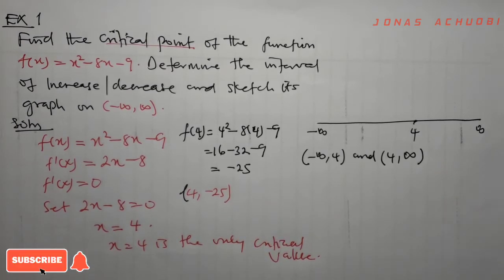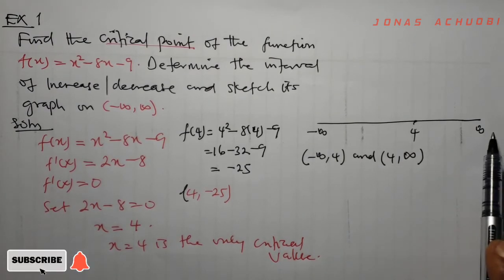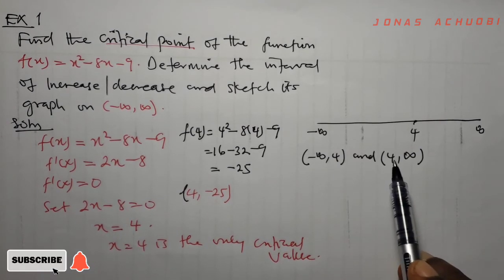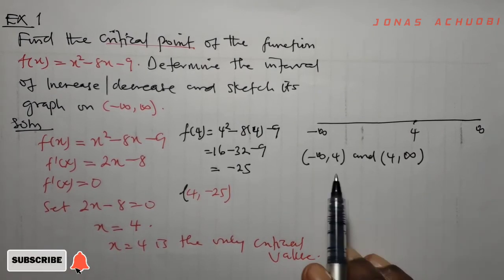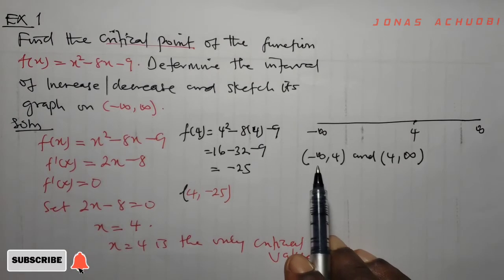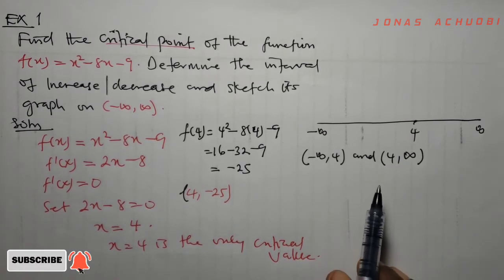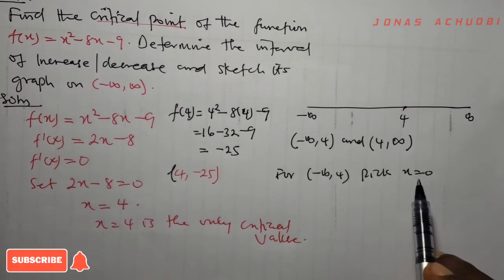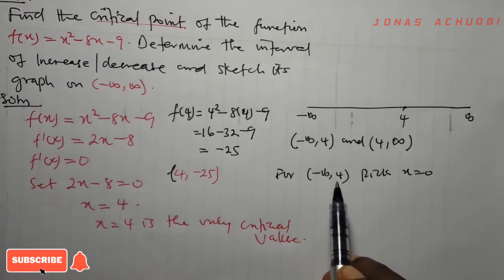So back to the issue of interval of increase and decrease. Now we have 2 intervals between minus infinity and infinity. The first one being minus infinity and 4, open interval, and the second one being 4 and infinity, another open interval. Now to check what happens in these intervals, we pick any arbitrary point in both intervals and investigate what happens there. For the first interval, I pick the value x equal to 0, since x equal to 0 is in this open interval.